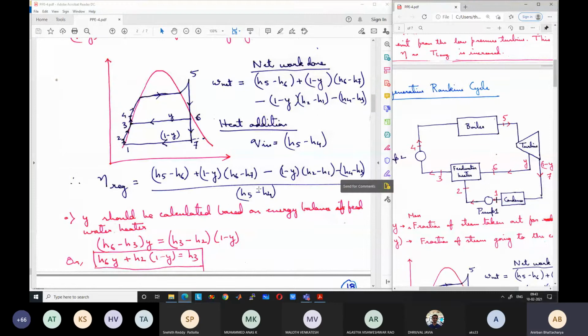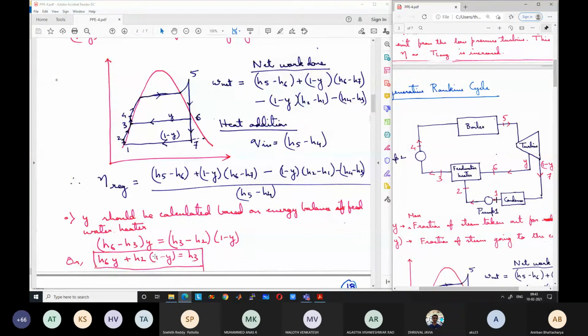So as a result, H6 into Y plus H2 into (1 minus Y) is equal to H3. Both the equations are similar. Rearranging the terms will give you one equation or the other equation. Both are based on the energy balance. So like this, we can find the value of Y.